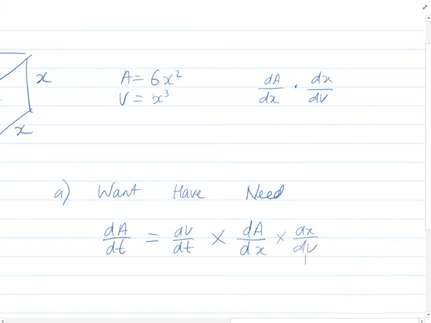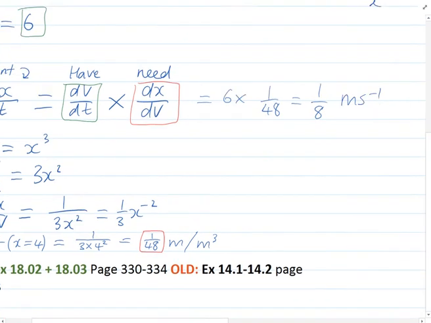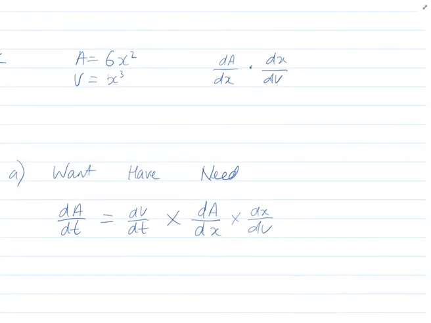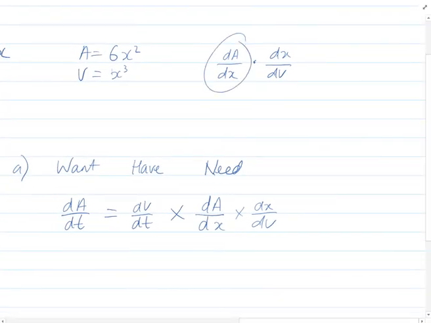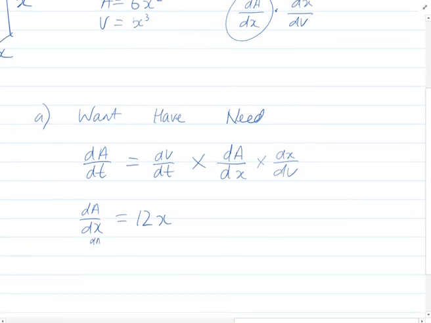So actually what we need is dA by dx and dx by dV. Now the good thing about this is we've already got dx by dV. That's what we worked out over here. And so all we have to work out is dA by dx. So let's work that out first. dA by dx is simply going to be 12x. So I've just differentiated this function here. Nice and easy. And when x is 4, we're going to have 12 times 4, which is 48.